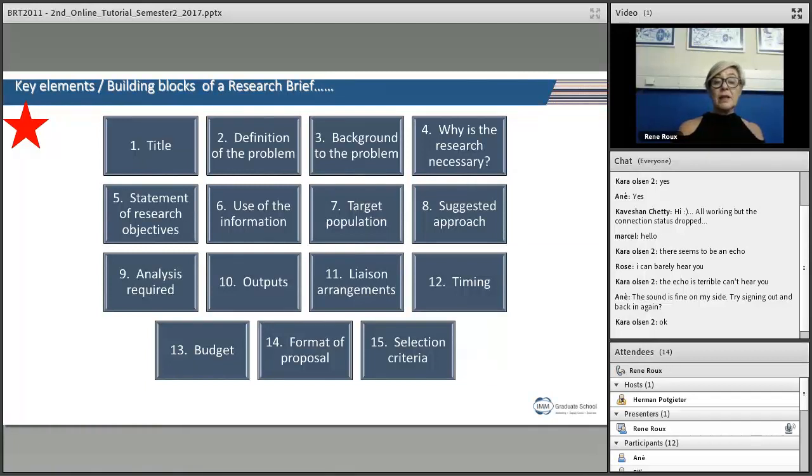The second one is the definition of the problem. What is your business problem? What is your research problem? Any background information to that problem. You cannot just stop with the definition of the problem. You have to provide more information. So let's go back to our example of a decline in sales over here.